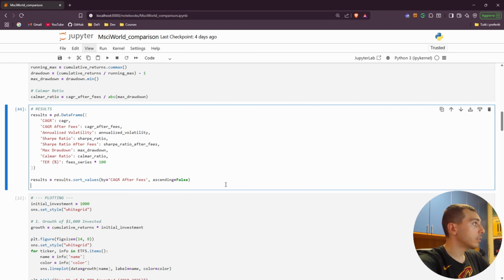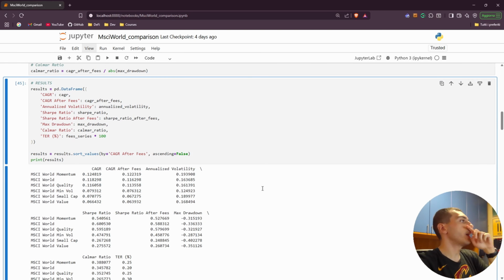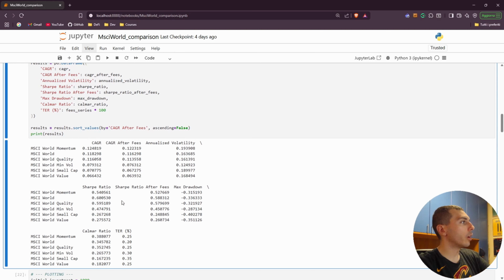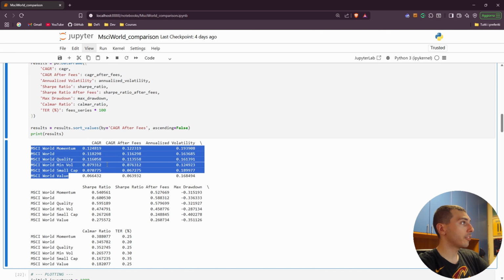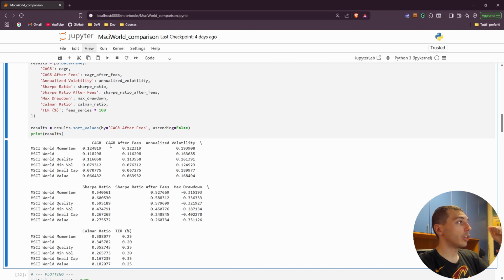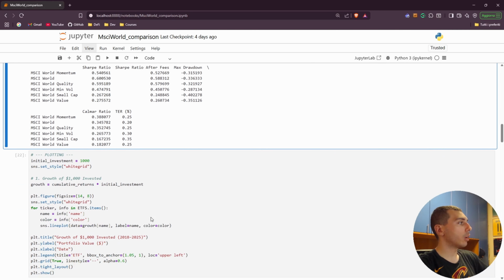Now, let's print results. Okay, and here we have our data frame for each ETF. We have the CAGR, CAGR after fees, annualized volatility, Sharpe ratio after fees, maximum drawdown, Calmar ratio, and the TIR. Now, numbers in a table are great, but graphs really bring this story to life. So let's plot some of them.